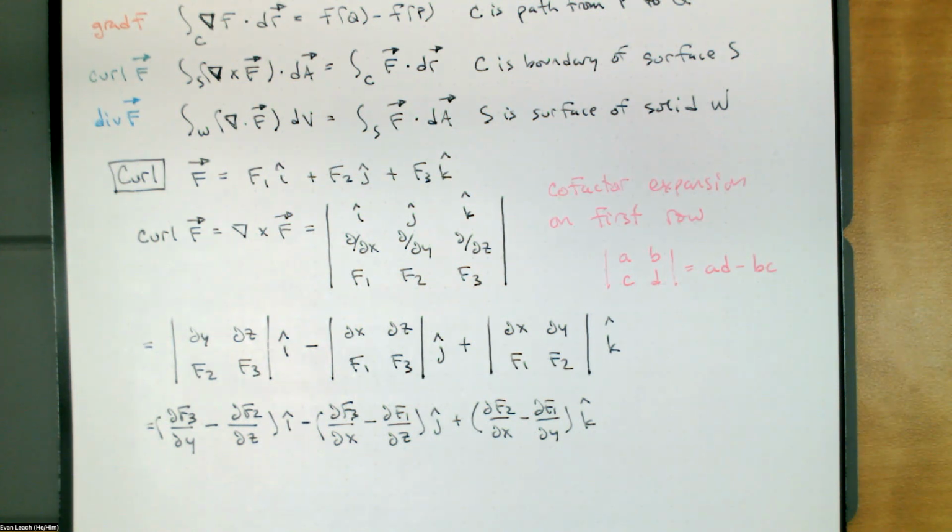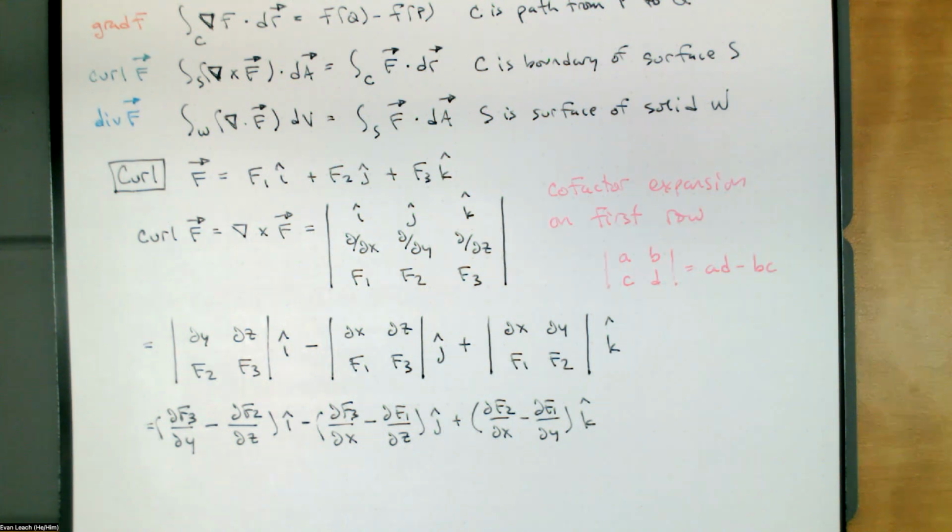So in the j component, since j has the y and F2, we're not going to use y and F2 in that determinant. We're going to use F1 and F3, and we're going to use x and z. But they're not going to be with each other. They're going to be mixed up. So the partial of F3 with respect to x minus the partial of F1 with respect to z, mixed.